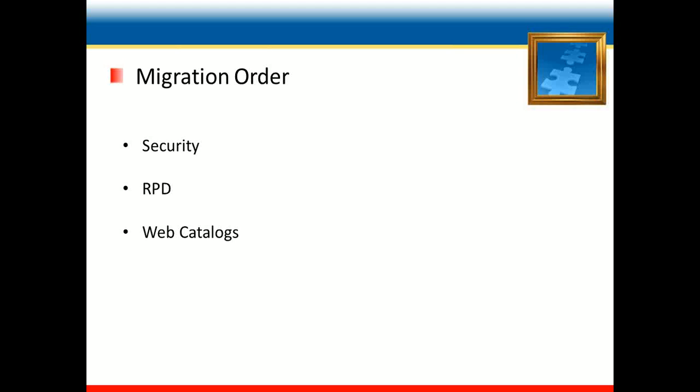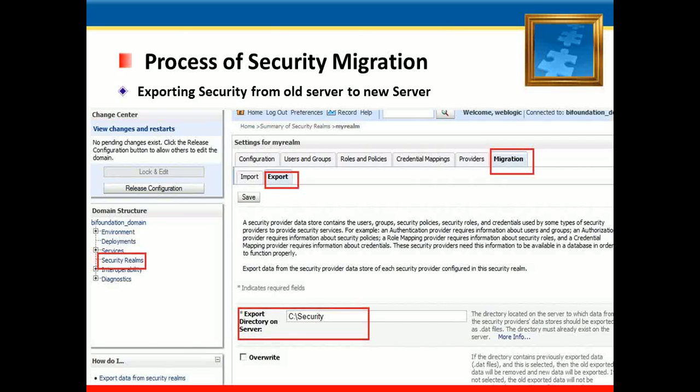These artifacts are RPD, web catalogs, and security files. Then this slide shows the migration order. So Oracle recommends making the migration like this. The first one is security migration, the second one is RPD migration, and the third one is web catalog migration.